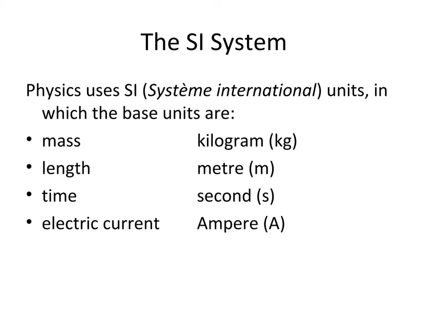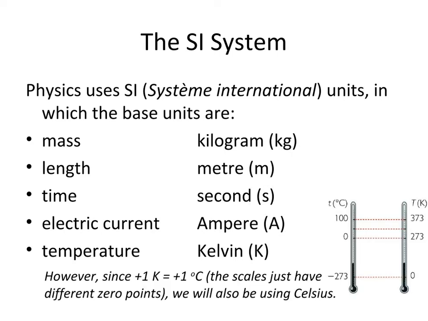For electric current, the ampere. Notice that we have short forms for all of these units as well. So kg for kilograms, m for meters, s for seconds, capital A for amperes. For temperature, K. But if we change the temperature by 1 degree Kelvin, it's the same as changing it by 1 degree Celsius. So we will often use Celsius as well, degrees Celsius for temperature measurements.